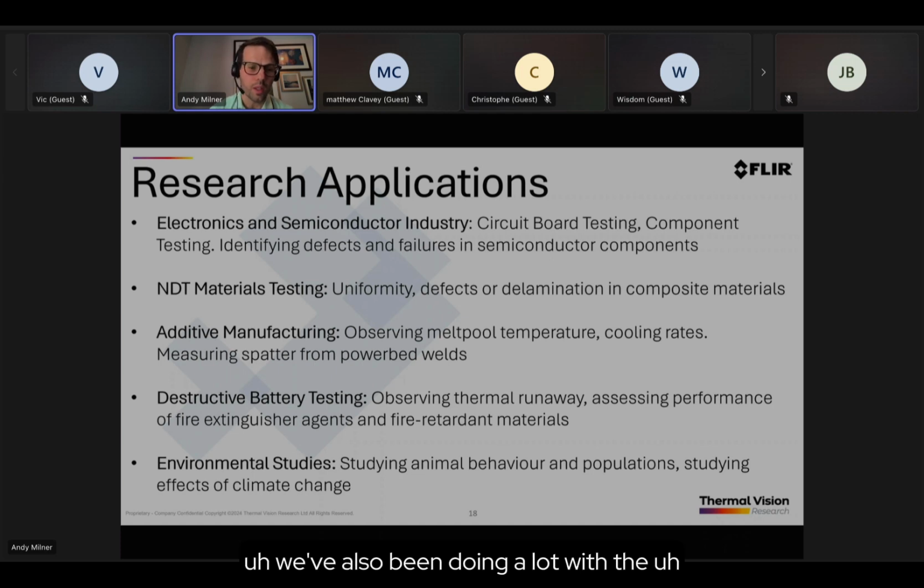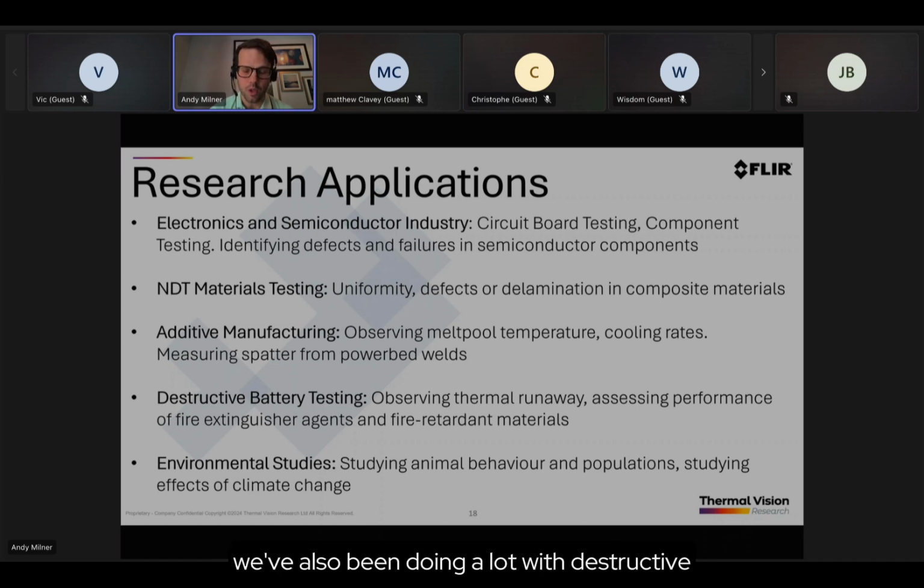We've also been doing a lot with the additive manufacturing industry. So this is often looking at melt pool temperatures. For those who don't know, the way I see it, it's 3D printing with metal, even with titanium and up to 1500 degrees. It's very much a growing industry and being used to make a lot of aerospace and automotive parts. But we've been finding that the industry's found our cameras useful for measuring melt pool temperatures, cooling rates as the laser is passed over, and also looking at the spatter that's given off from powder bed welds.